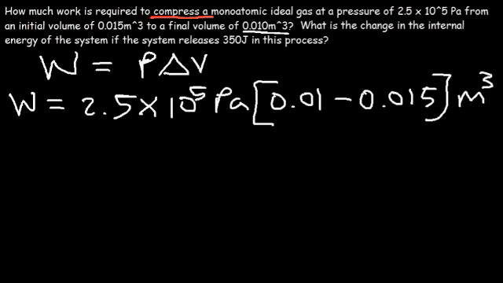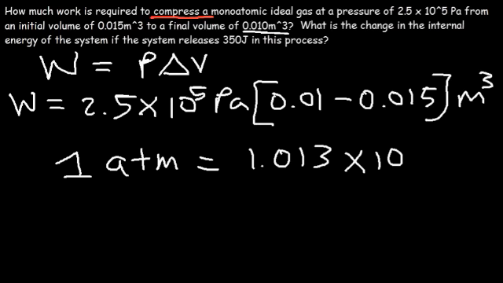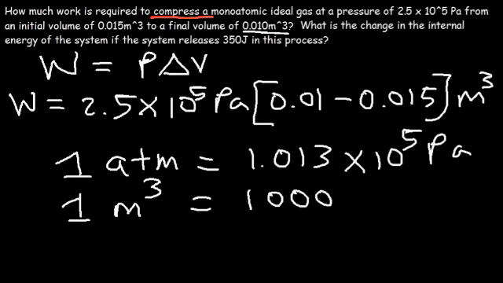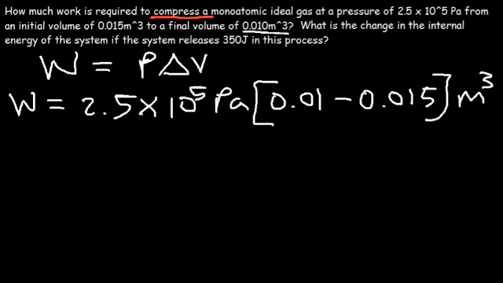Now for those of you who want to convert atm into pascals and liters into cubic meters, here are the conversion factors that you need to know. 1 atm, 1 atmospheric pressure, is equal to 1.013 times 10 to the 5 pascals. And 1 cubic meter is equal to 1,000 liters. So you may or may not need those conversions, but you have them now just in case they ever become important in the future. But now let's go back to this problem.